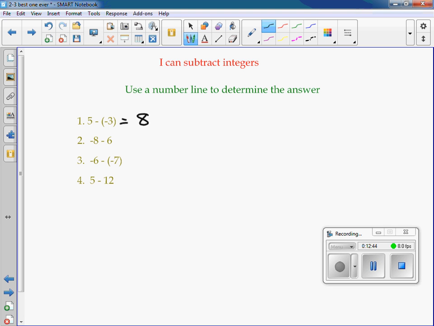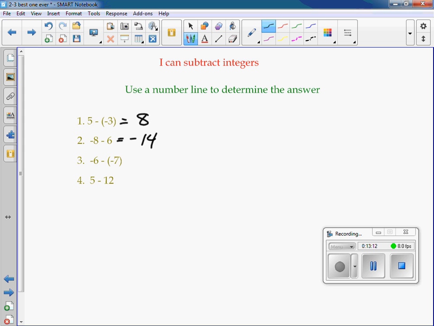Negative 8 subtract 6. In which direction are we going? To the left. Okay. Why are we moving to the left? We're subtracting a positive. We've been doing that for quite a while, and we always get smaller, don't we? So we're starting at negative 8. We're moving 6 to the left. Where do we end up? Negative 14. Very good.